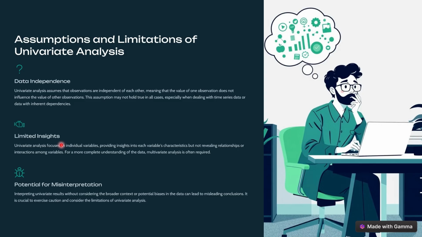While univariate analysis is incredibly useful, it comes with certain assumptions and limitations that you should be aware of. Univariate analysis assumes that observations are independent of each other. This means that the value of one observation doesn't affect the value of another. However, this assumption doesn't always hold true, especially in time series data with inherent dependency. For example, in stock market data, today's price might depend on yesterday's price.